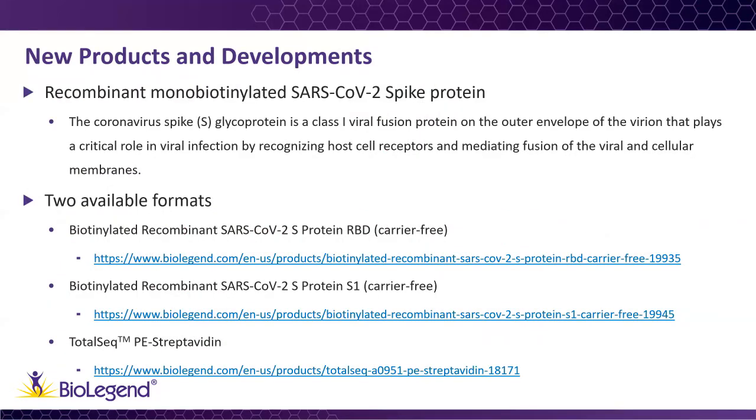The next product I would like to introduce is the recombinant monobiotinylated SARS-CoV-2 spike protein, which we have available in two formats. The first format is the S1 receptor binding domain from arginine 319 to phenylalanine 541, and the second is S1 protein from valine 16 to arginine 685. Both of these proteins are monobiotinylated and can be used to create antigen tetramers using the TotalSeq PE streptavidin.